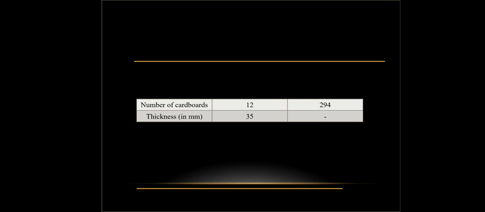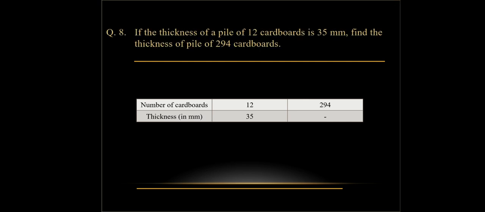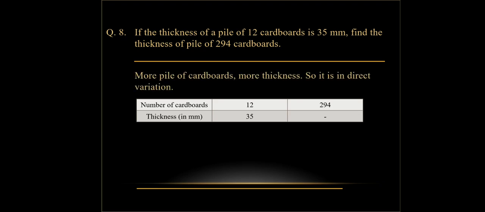Now the next question, question number 8. If the thickness of a pile of 12 cardboards is 35 mm, find the thickness of a pile of 294 cardboards. Pile means bunch. When you put one over another, there is a bunch. That is a pile. So if we make more bunches, then the thickness will increase. So it is also direct variation, direct proportion.